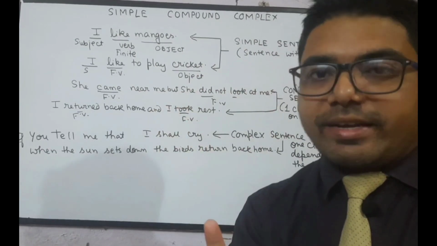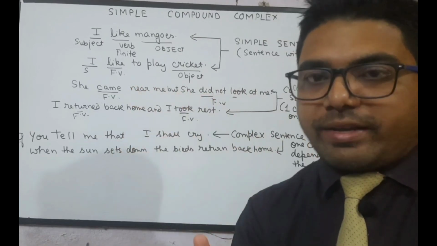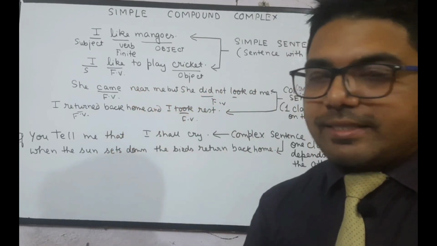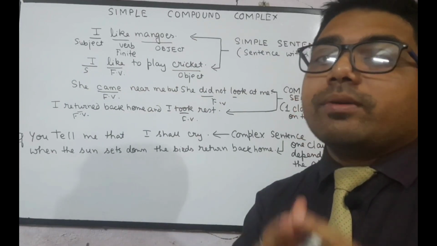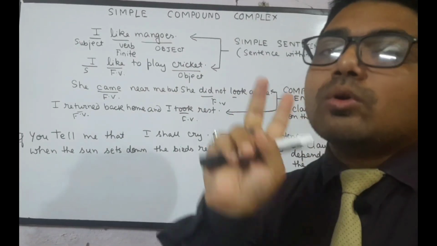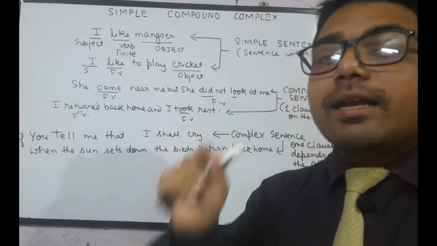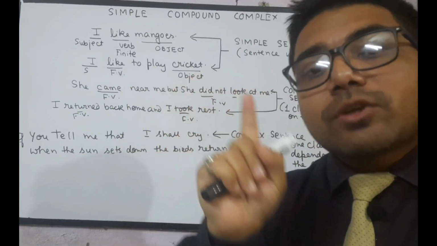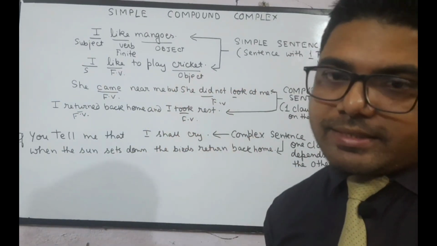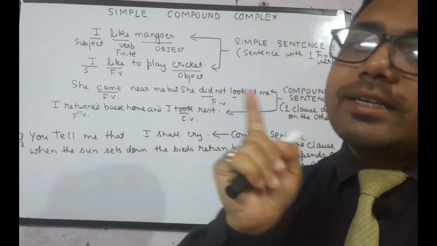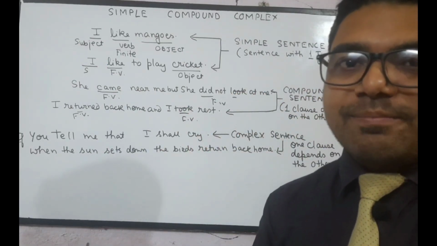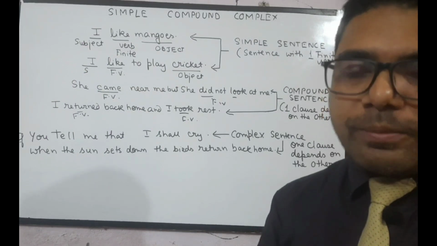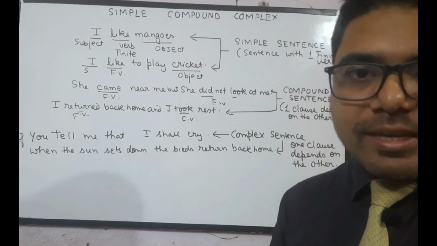Okay, so simple sentence means one sentence, one finite verb. Sentence में अगर एक ही finite verb है, एक sentence एक finite verb, that is simple sentence. Compound sentence or complex sentences में we will get minimum two clauses. दो clause रहेगा. Now if one clause depends on the other, it is complex sentence, and if one clause does not depend on the other, it is compound sentence. Okay, so hope the concept is clear.